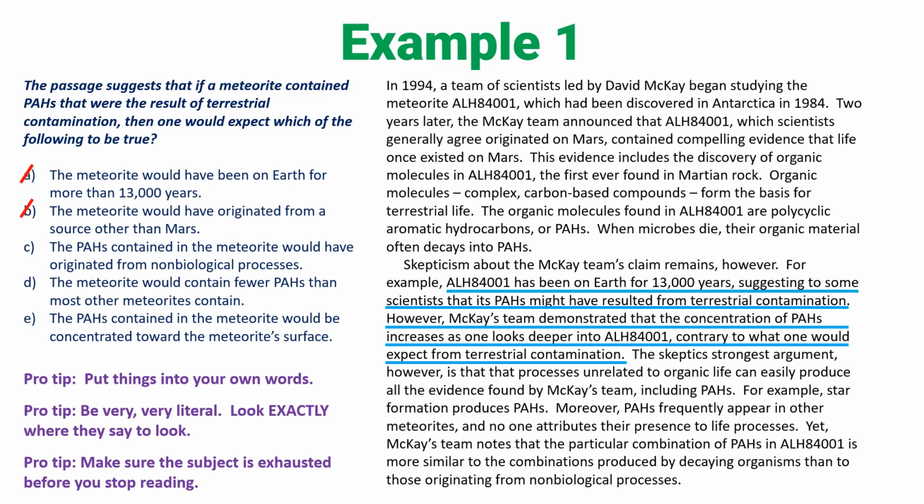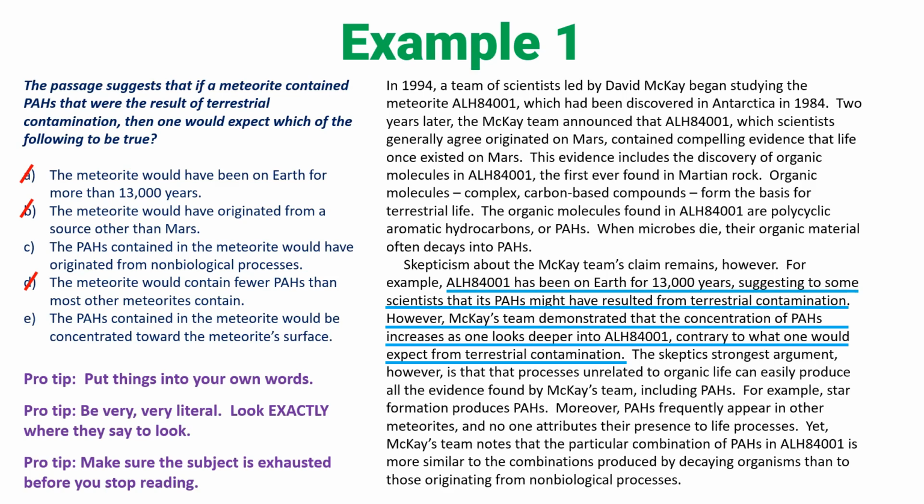So let's just park it in the maybe bucket for right now and figure out more when we get a handle on it. D is a comparison, which we know are almost never right. Plus, they never even mention another meteorite in the passage. E actually looks pretty good. That's basically what the underlined portion says. Terrestrial contamination means more PHAs on the surface, fewer down deep. So E definitely goes into the maybe bucket.